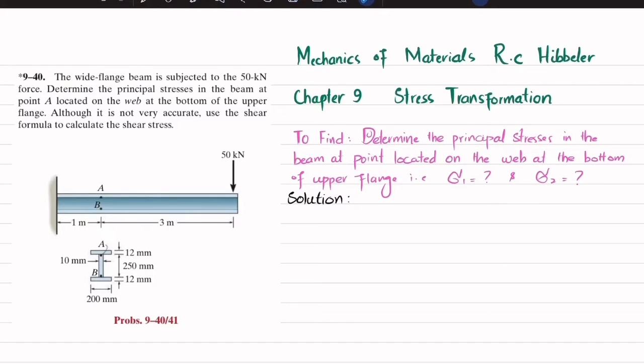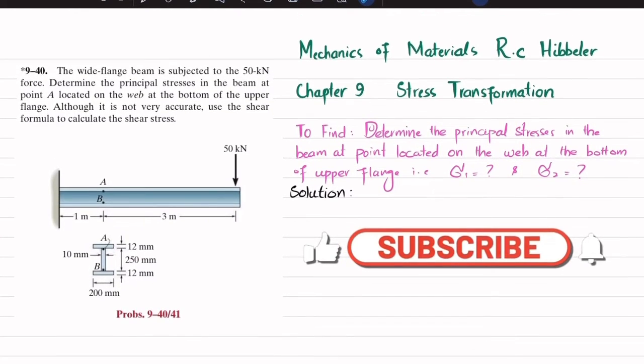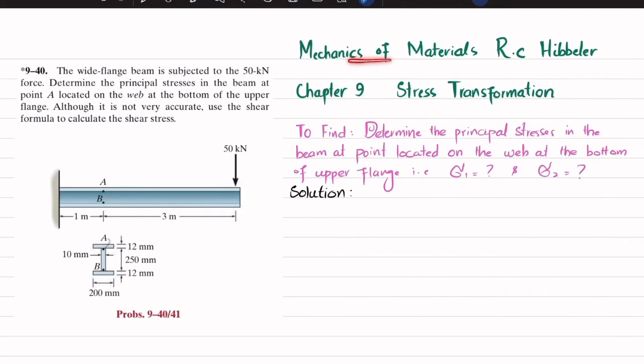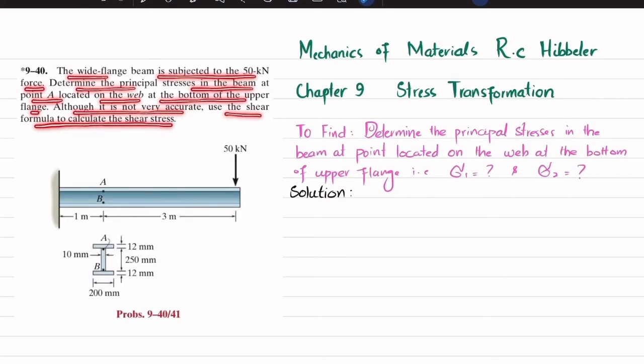Welcome back. In this video, we are going to solve problem 9-40, and that is taken from chapter number 9, Stress Transformation, and book name is Mechanics of Material by RC Hibbeler. So statement is the wide flange beam is subjected to 50 kilonewton force. Determine the principal stress in the beam at point A located on the web at the bottom of upper flange. Although it is not very accurate, use the shear formula to calculate the shear stress.